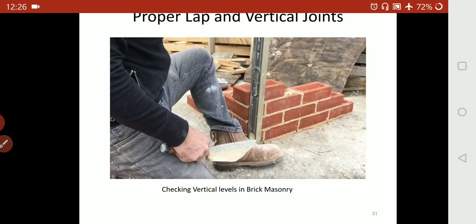A joint which is perpendicular to the bed course is termed as a vertical joint. You can see here, this is a vertical joint. Okay. Therefore, these vertical joints are provided in alternate layers of the brickwork. They are not provided continuously in a single line through all layers. Got it?